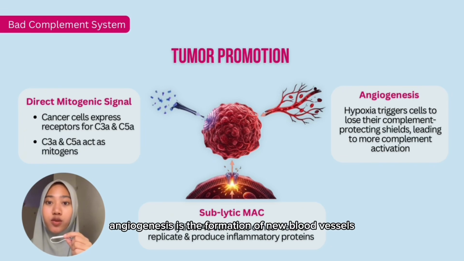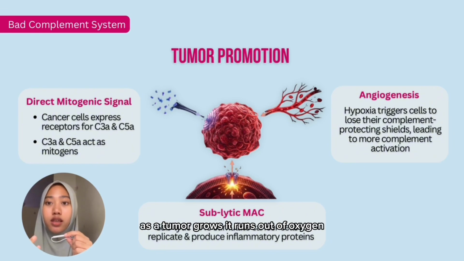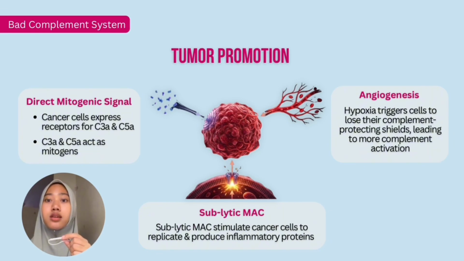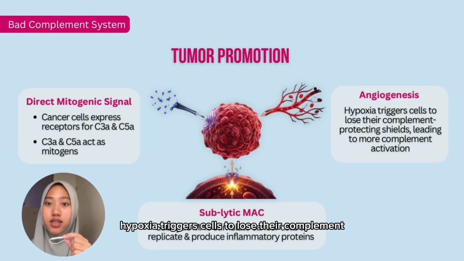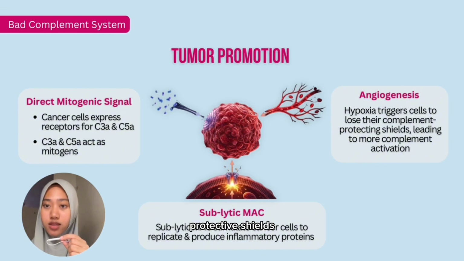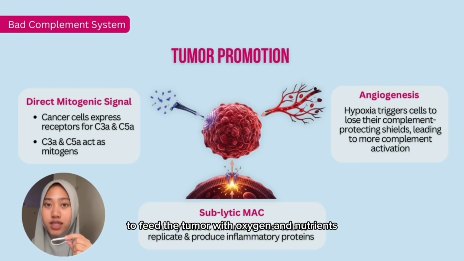Angiogenesis is the formation of new blood vessels from existing blood vessels. As a tumor grows, it runs out of oxygen. This condition is called hypoxia. Hypoxia triggers cells to lose their complement protecting shields, leading to more complement activation. This complement activation causes angiogenesis to feed the tumor with oxygen and nutrients.